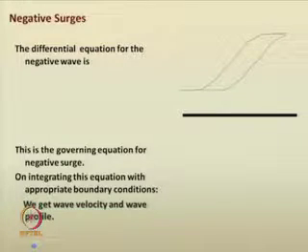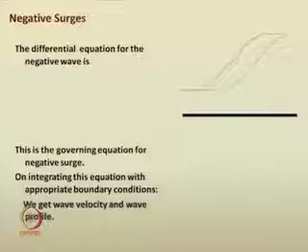From the equation for the celerity of the wave, we can obtain a differential equation for the negative surge. Using those differential equations, you will be able to interpret the physical phenomenon in a much better way, and by solving that differential equation, you will get the velocity of the flow as well as the profile of the wave at any instant. For that reason, we are developing the differential equation.